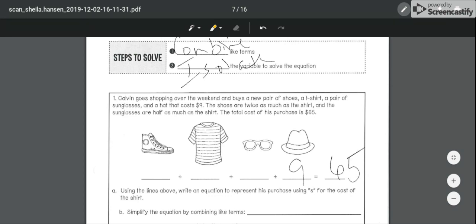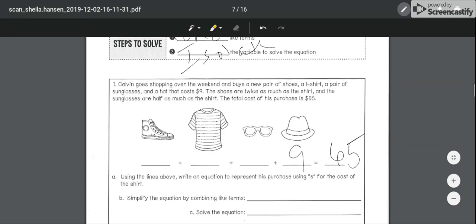So we're going to use S for the cost of the shirt. So to represent twice as much, it's the shirt, right? No, the shoes. We're going to do 2S, twice as much. And the sunglasses are half as much as the shirt. And the shirt is S. And the sunglasses are half as much. So 1/2 S. Or we could have done S divided by 2, but same thing.